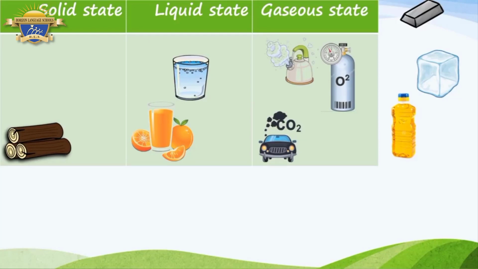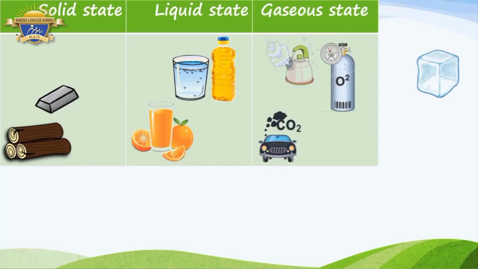Oil is considered a liquid state. Iron: solid, liquid, or gas? Iron is considered a solid state. The last one, a cube of ice, is considered solid or liquid? Right, solid state.